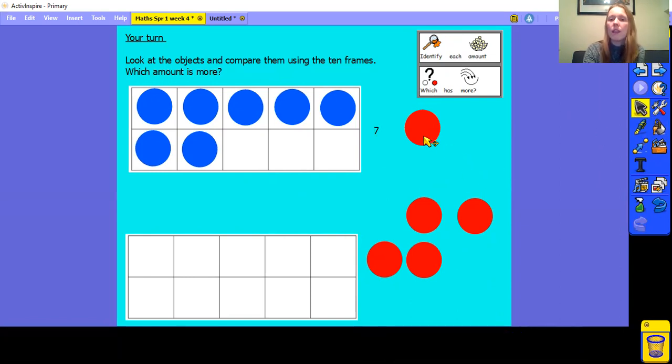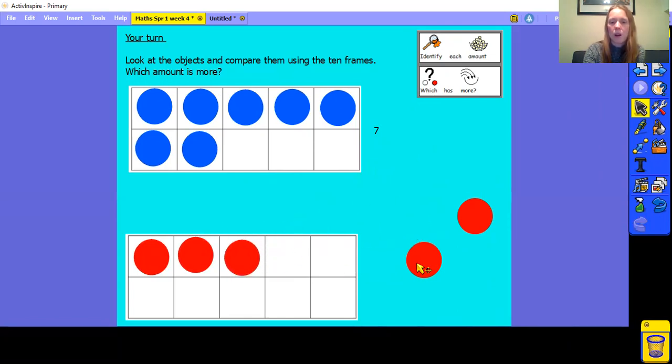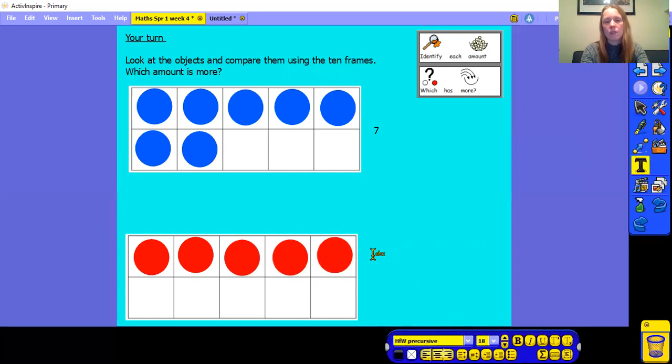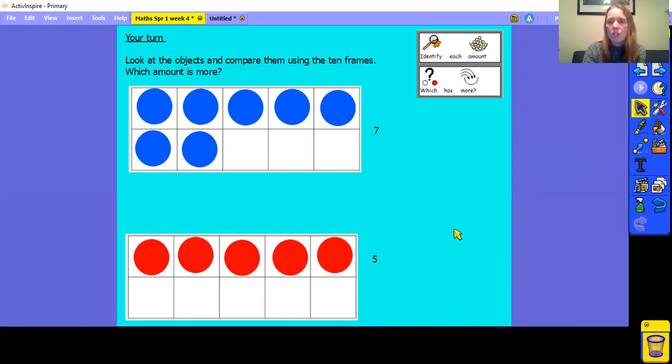Now let's put the next amount, the red counters, onto the second 10 frame. 1, 2, 3, 4, 5. There are 5 red counters. Let's write 5 to help us to remember. Now, which amount is more? Look carefully. That's right, 7 is more than 5. We can see this because 5 does not have any counters on the bottom row, but 7 does.